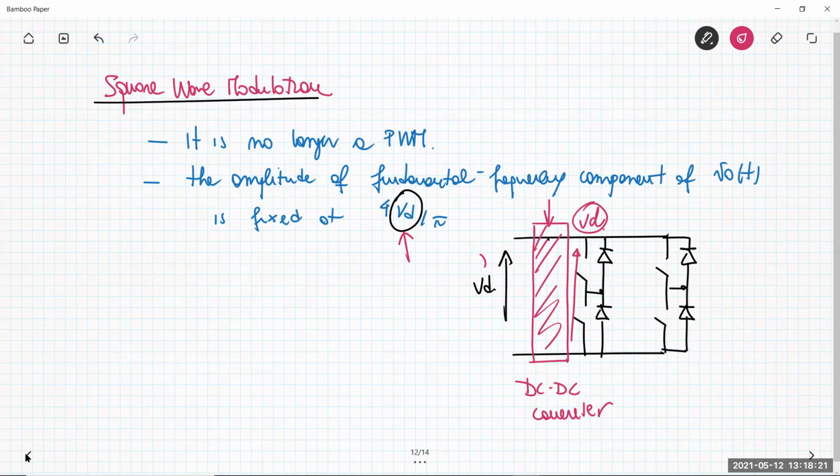The only way is to add something that changes the voltage VD, because if the voltage is fixed and I don't have any means to change it, then I have to accept this as the maximum possible and constant frequency component at the output.